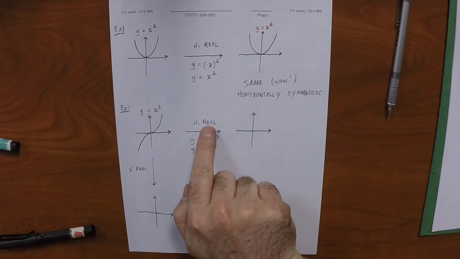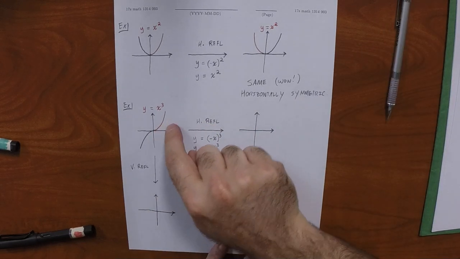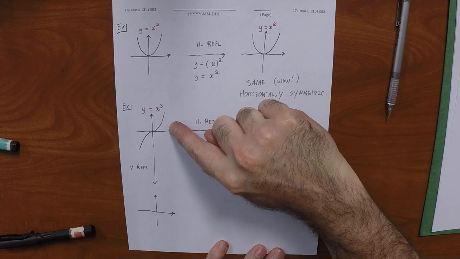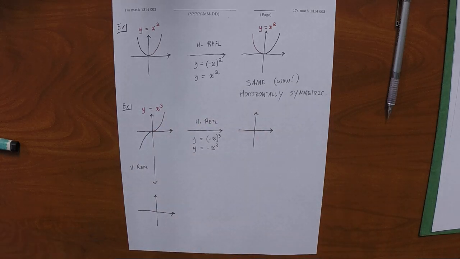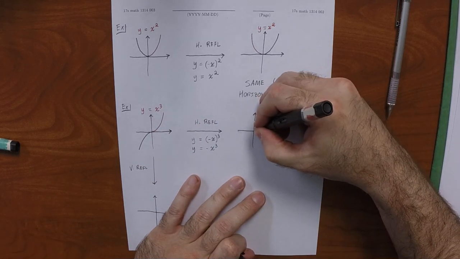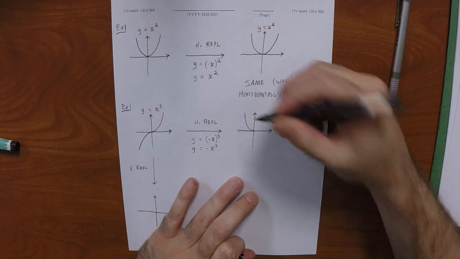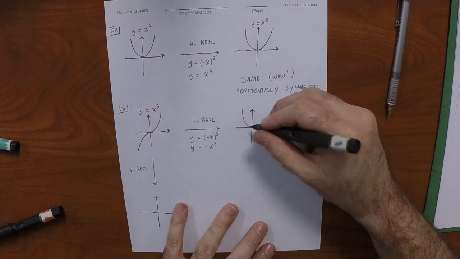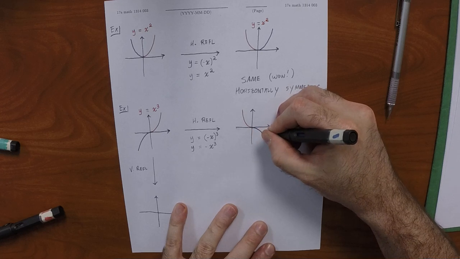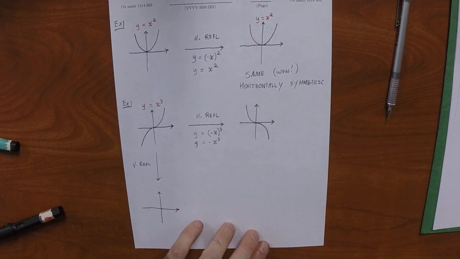So horizontally, let's watch. Where would the red go if we reflected this one horizontally? Where would the red go? Right. Into the top left. So it would look like this. And the blue into the bottom right. Okay.